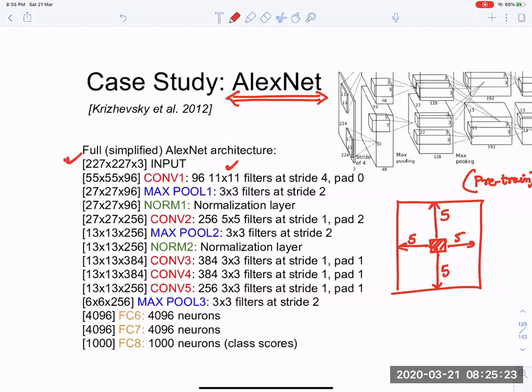So if you do this much, it's actually a very big filter. If I say an 11 by 11 filter, how many parameters are there? 121 parameters. And how many such filters? They have applied 96 such filters.